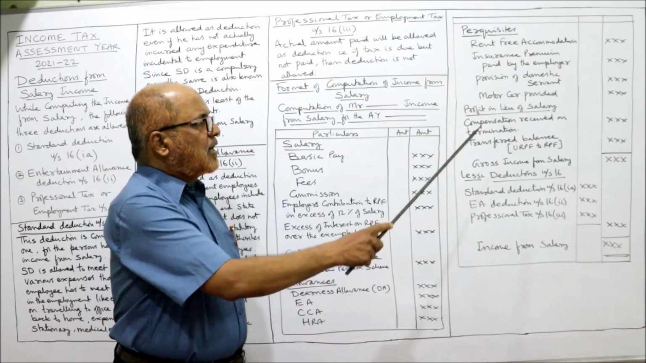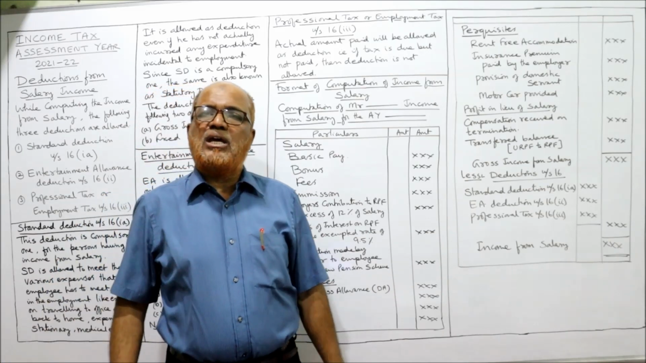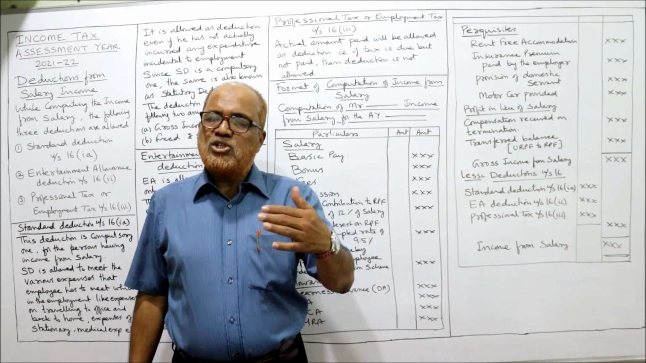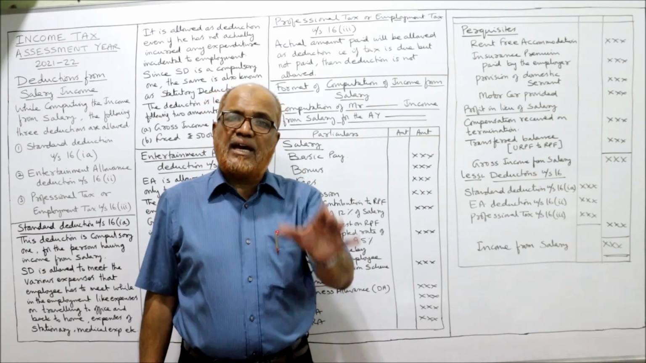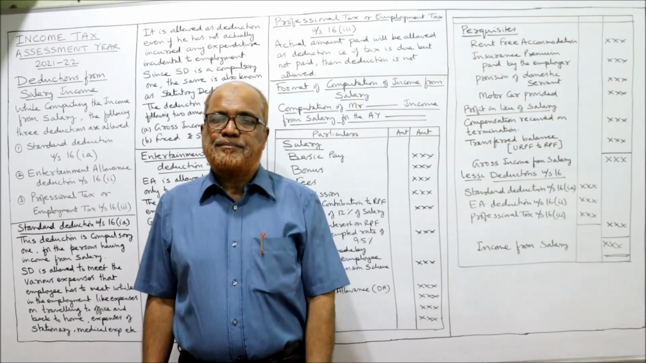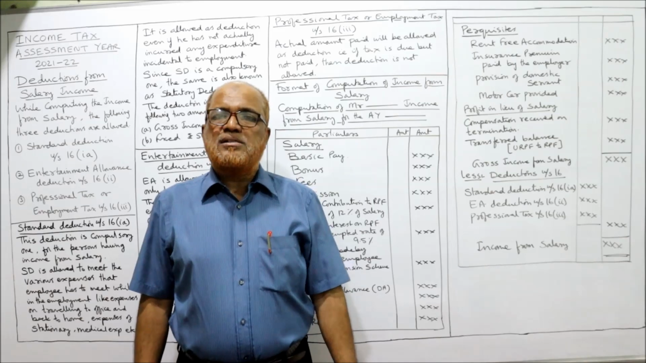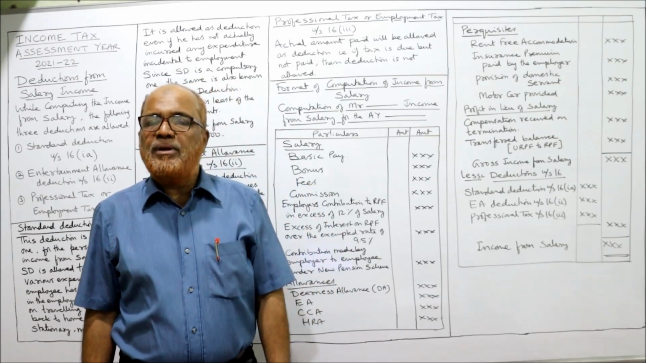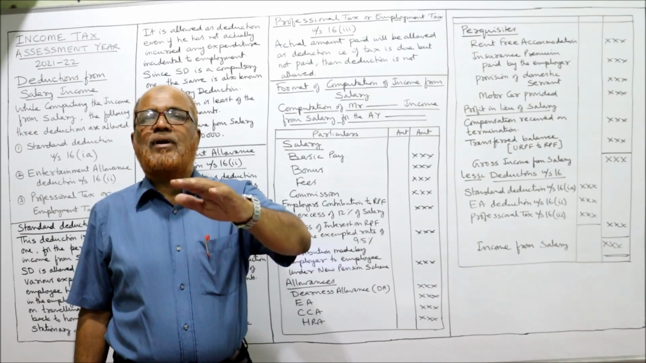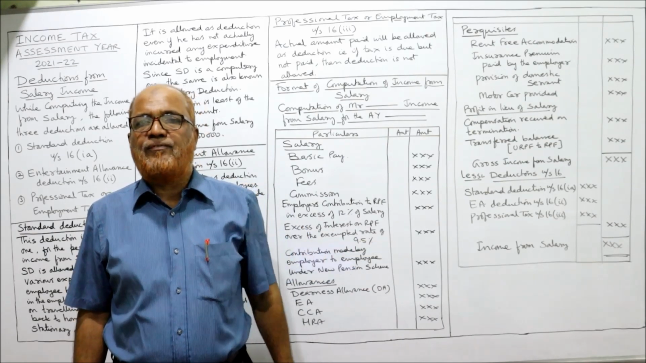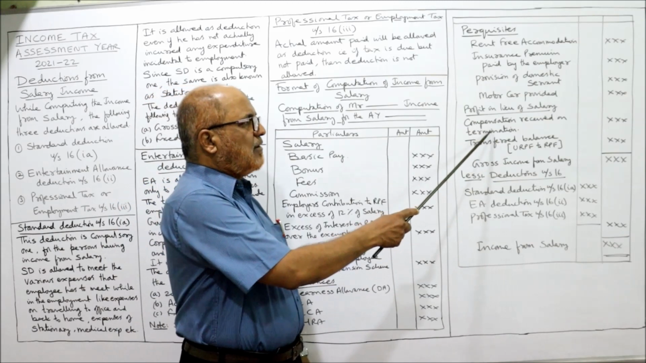So what are the items? Compensation received on termination. Actually, what is profit in lieu of salary? I have already explained in the last video, with examples. So one of the items is compensation received on termination of the employee. The second one, any amount transferred from URPF to RPF. These two examples I have taken.